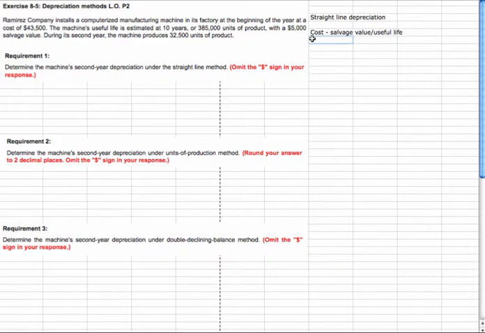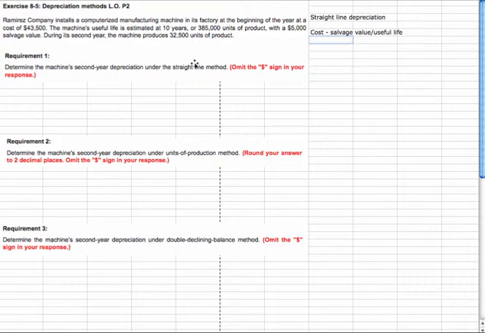Okay, so if I take my cost, and if I look at this problem, it says Ramirez Company installs a computerized manufacturing machine in its factory at the beginning of the year at a cost of $43,500. The machine's useful life is 10 years or 385,000 units of product with a $5,000 salvage value. So during the second year, the machine produces 32,500 units of product.